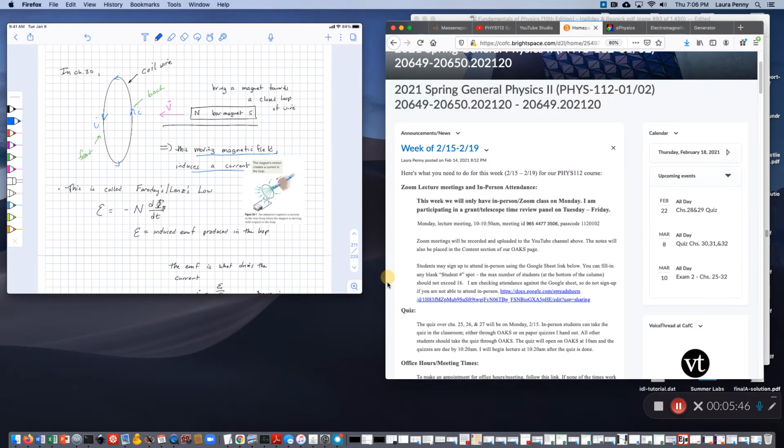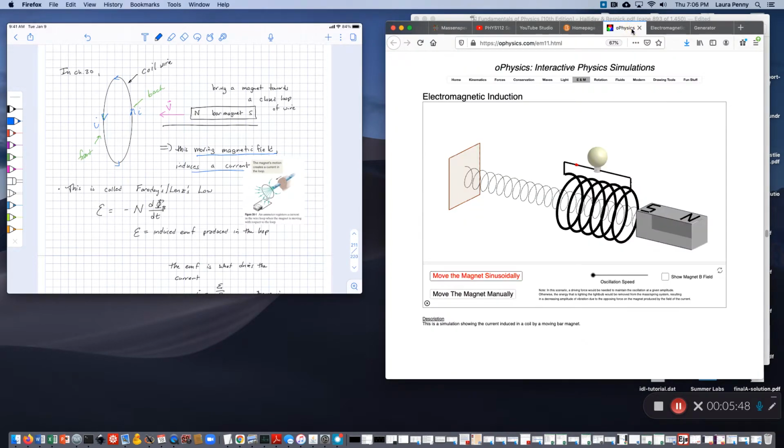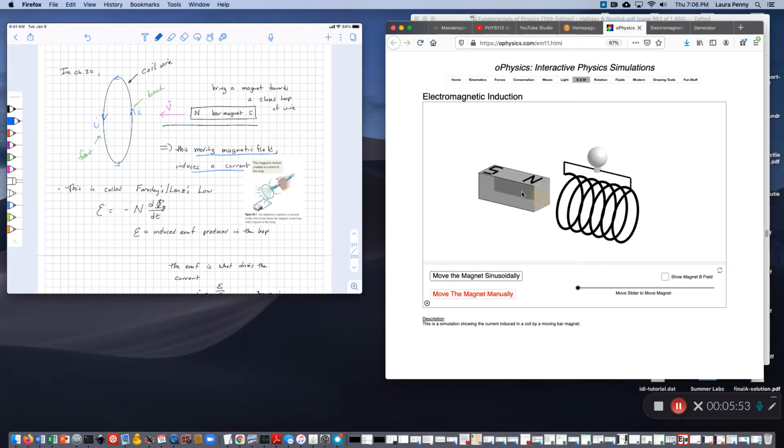This is called Faraday's and Lenz's law. We can even sort of see that. I can move this magnet all on its own. It's not going to let me. Yes, it will.